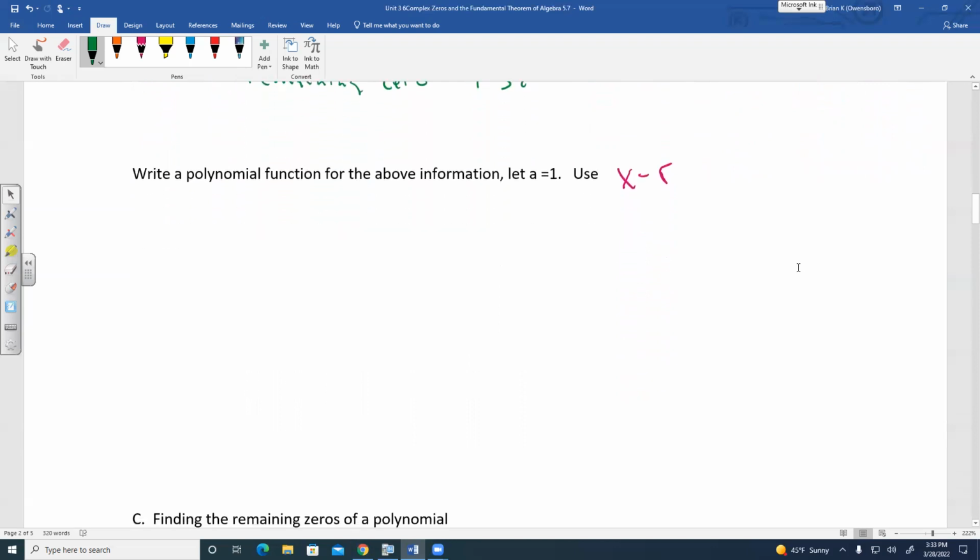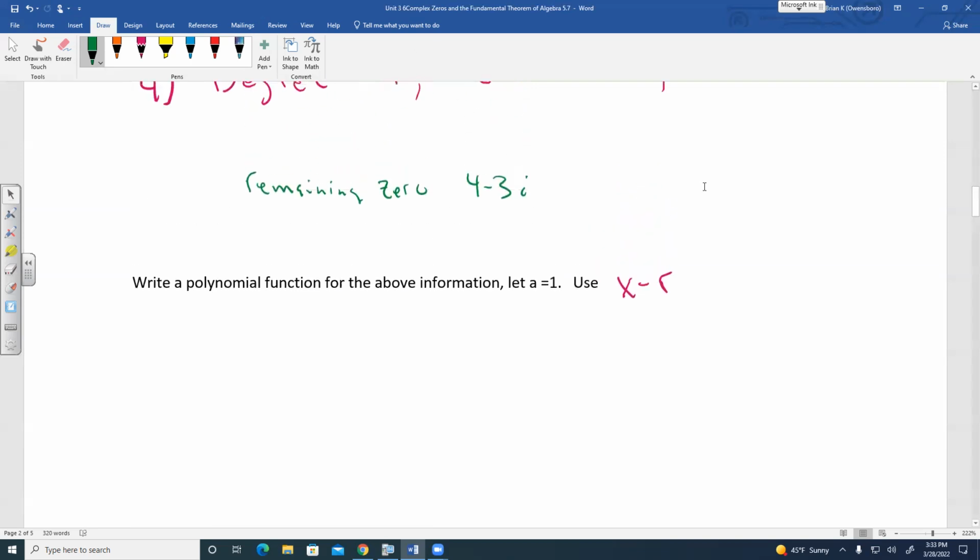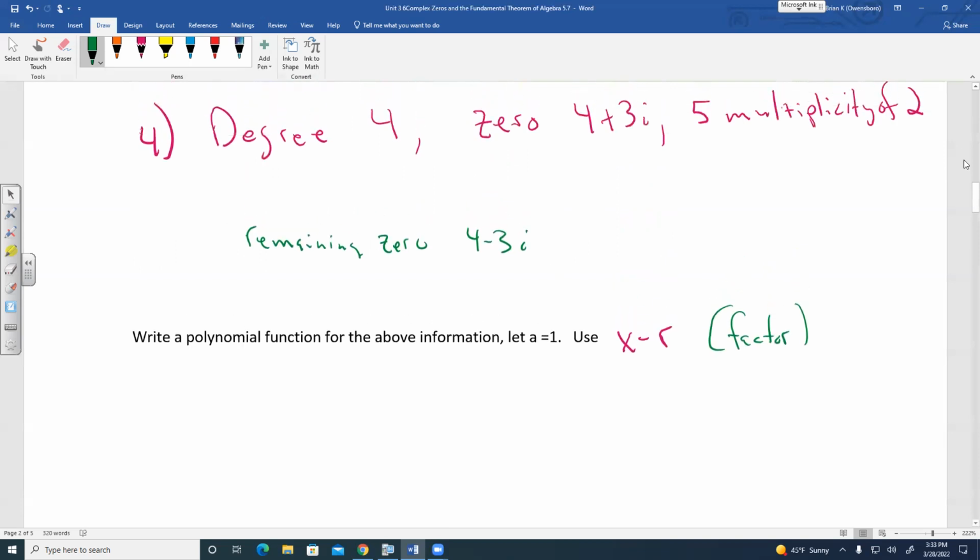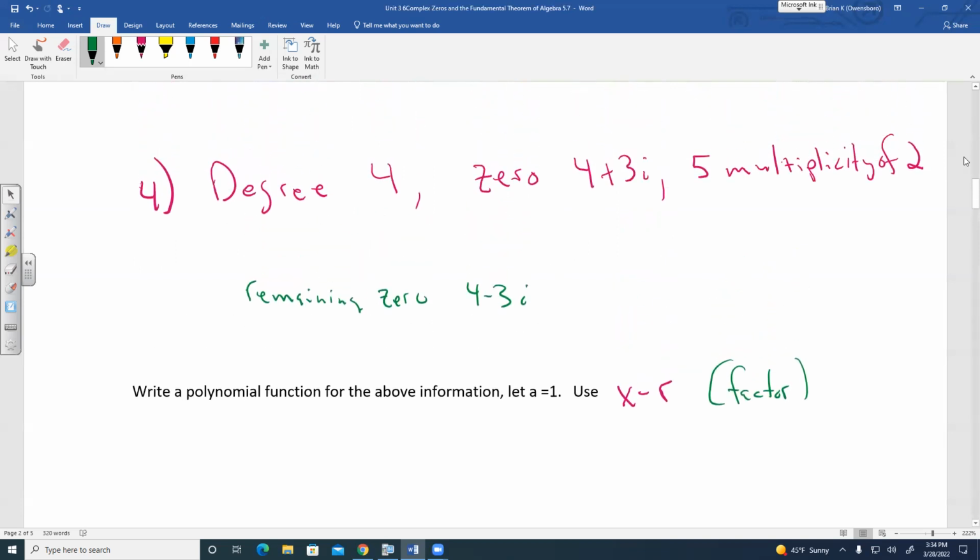So next thing is we want to write the polynomial function for the above information and let a equal 1. So remember, to write a polynomial function, we're going to use this x minus r. Remember, that represents the factors. So the x minus r represents a factor. So to write a polynomial function, we've got to change the zeros back into factors. So if I have this 4 plus 3i, then what we have now is x minus, because that's our factor up there.